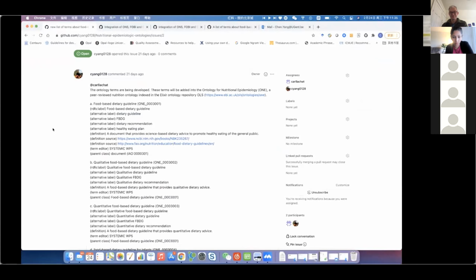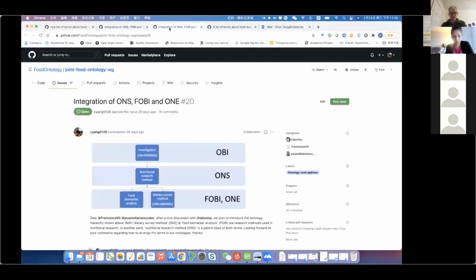So apart from the existing list of terms regarding the description of nutritional epidemiological methods and the nutritional epidemiological manuscript description, we would also include the new list of terms in our ontology in order to describe the food-based data guidelines.